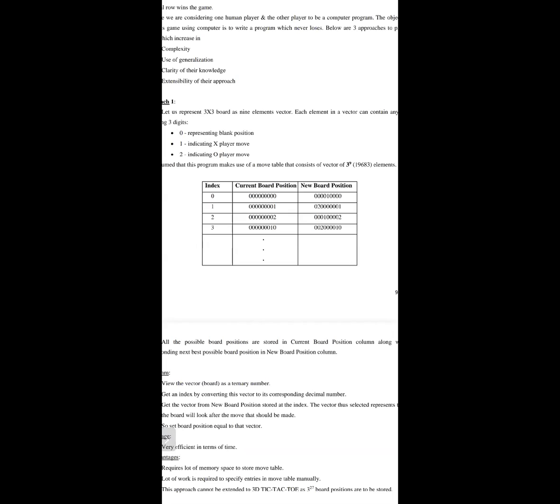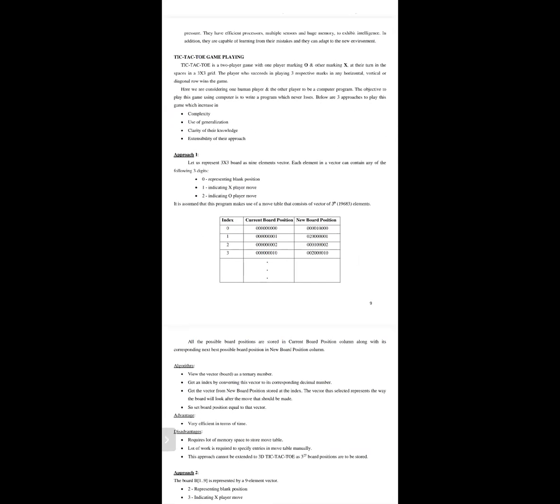Okay, see, every time the player makes a move, it will remove the starting position. Next two will be there. Okay, next one. So like that, every time the move is made, the board position changes. Okay. Now let us see the algorithm.